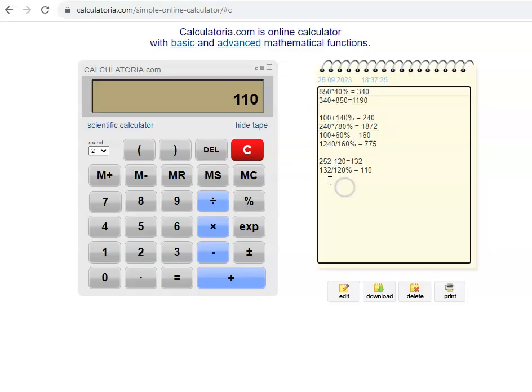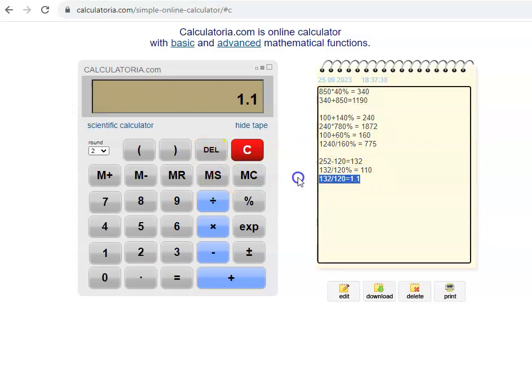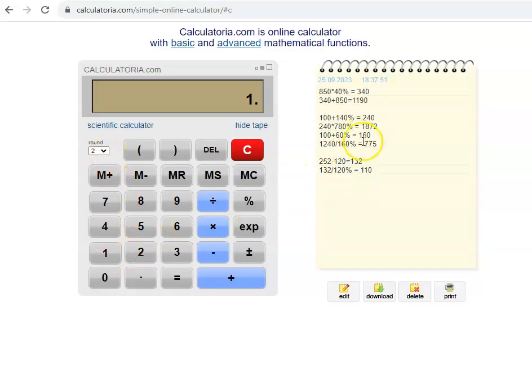I'll show you what happens if you don't press your percent symbol. If you had just entered 132 divided by 120 and pressed equals, that gives you 1.1. But because we want this expressed as a percentage, you do need to type out this percent key. So just remember where to press those percent keys when you're doing these calculations in Calculatoria, as you are getting graded on using that percent key on the calculator.